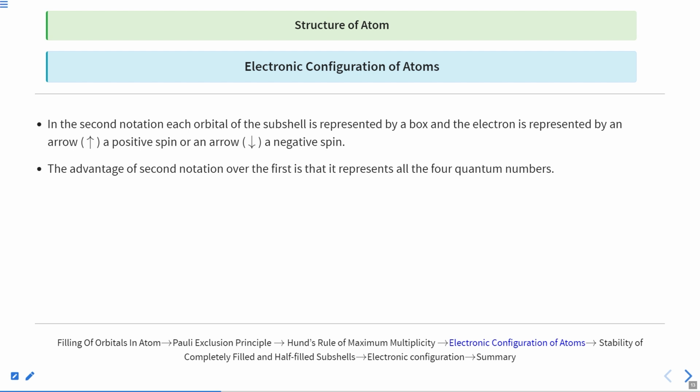Now in the second notation, each orbital is represented by a box, and the electron is filled in the form of up spin and down spin. The advantage of the second notation over the first is that it represents all 4 quantum numbers. Clear?